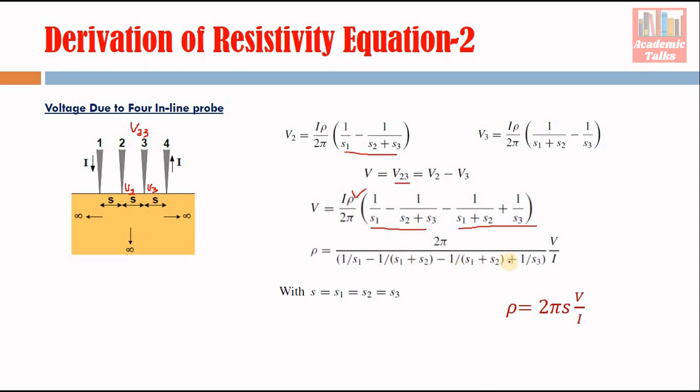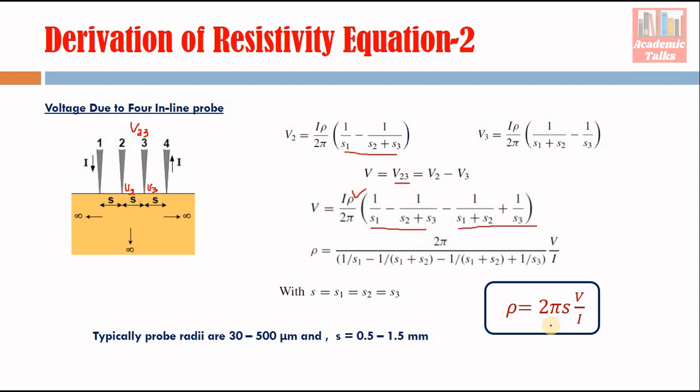So this rho is 2 pi, and this S will be here and V into I, right? So if you want to find out resistivity using this 4 probe setup, you have to use this formula. So I is the constant current which is flowing through these outer two probes, and V is the potential which we are measuring between probe 2 and probe 3, and S is a constant which is the separation between these tips, right? So it is a very important result. Whenever you use this 4 probe setup to find out resistivity, you have to use this particular equation.